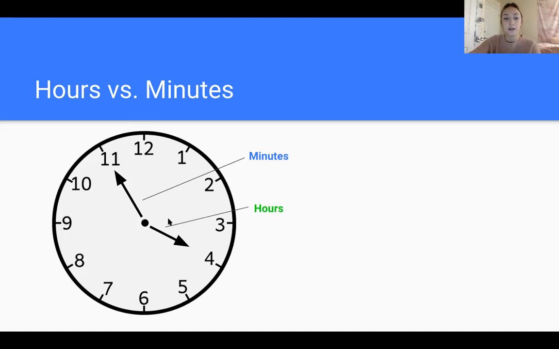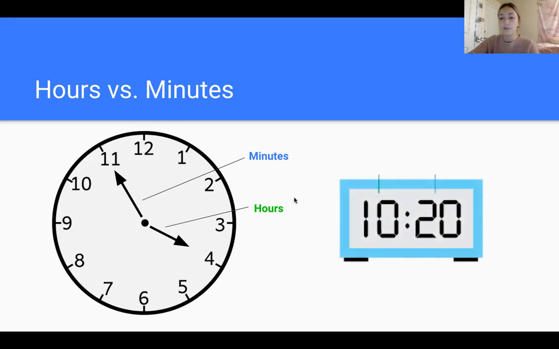What's the difference and how can you tell? We know the hour hand is always the shorter hand compared to the minute hand, which is longer. Here the hour hand is almost at the 4, but not quite. And the minute hand is pointing to the 11, which is 55 minutes. So here our time is 3:55.